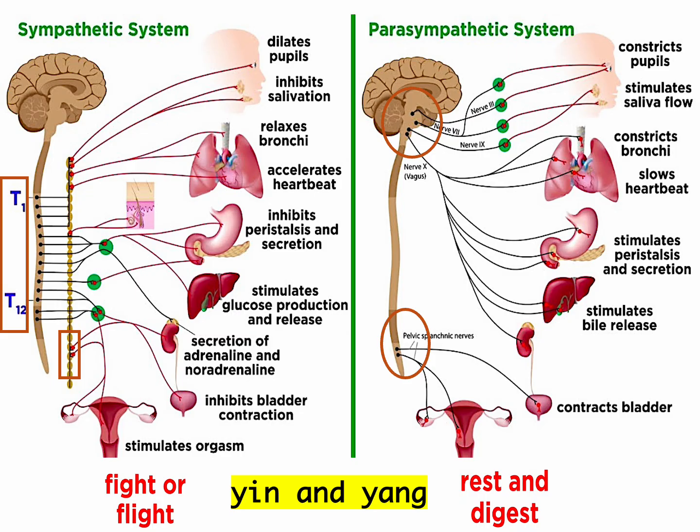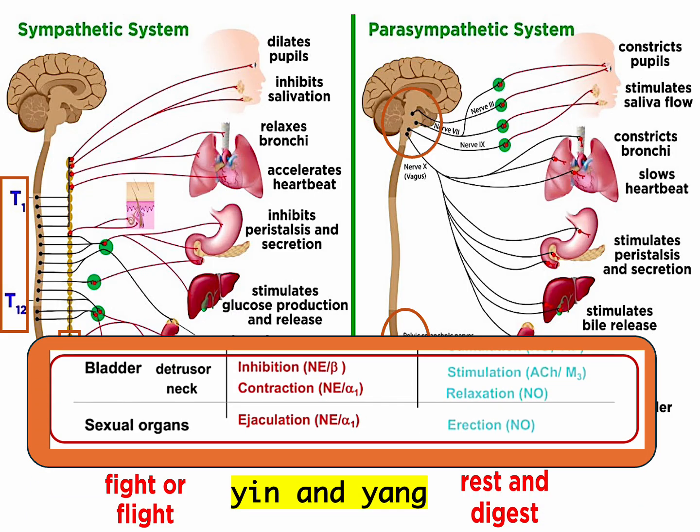Though often opposite, the sympathetic and parasympathetic systems also work together in vital body functions. During urination, the parasympathetic system contracts the bladder, while sympathetic inhibition relaxes the sphincter. In sexual activity, parasympathetic triggers arousal, while sympathetic finalizes orgasm.